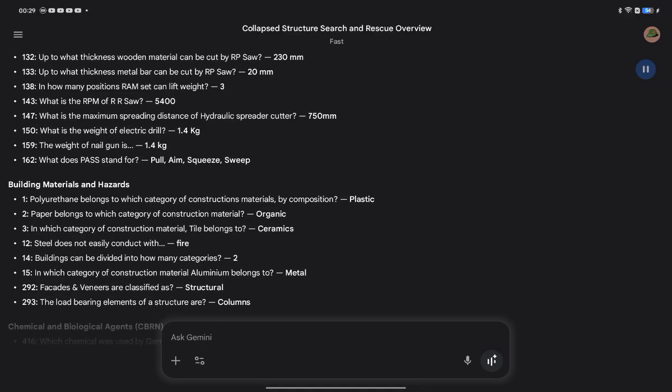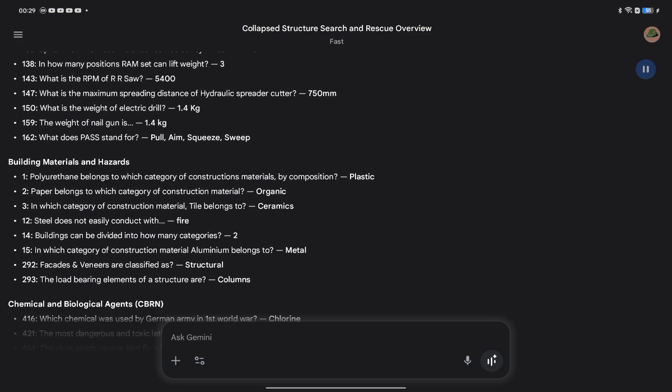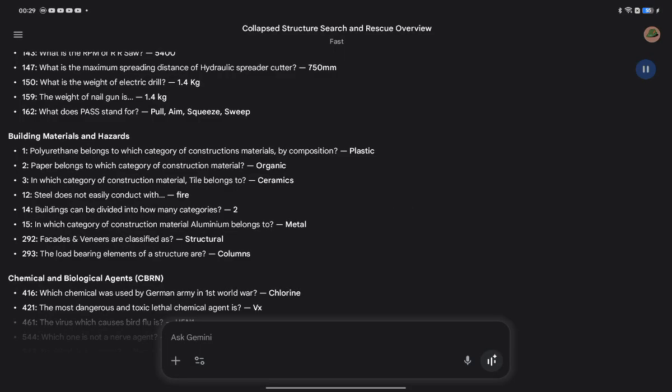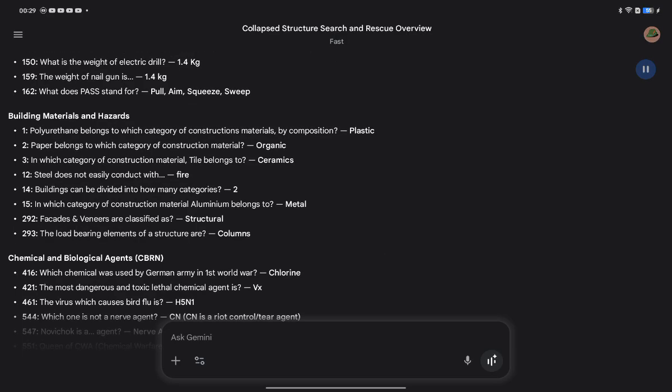138. In how many positions can the ram set lift weight? 3. 143. What is the RPM of RR saw? 5,400. 147. What is the maximum spreading distance of hydraulic spreader cutter? 750 millimeters. 150. What is the weight of electric drill? 1.4 kilograms.